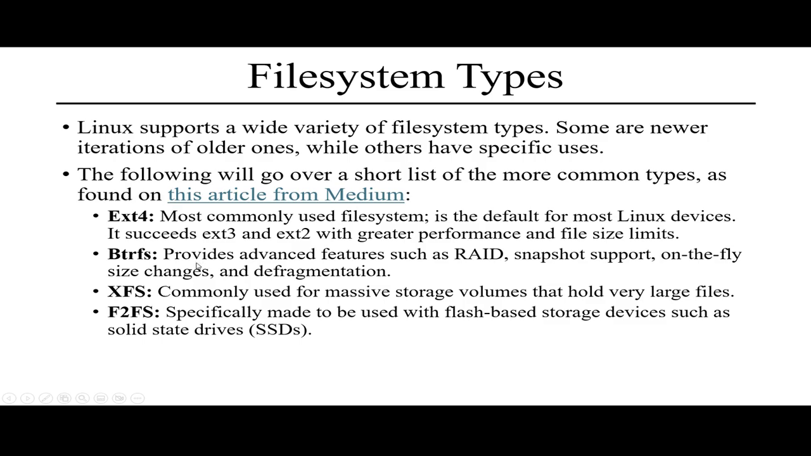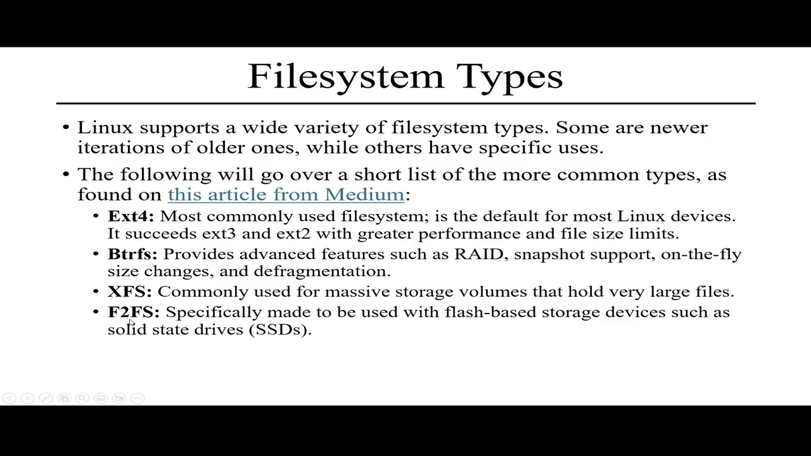So there's Btrfs. That's another file system type. It provides advanced features such as RAID, snapshot support, on-the-fly size changes, and defragmentation. So basically, if you have a server with hard disks on it and you just want to change the size of it easily, or implement RAID, or do snapshots of a disk, this file system is better suited for that over ext4.